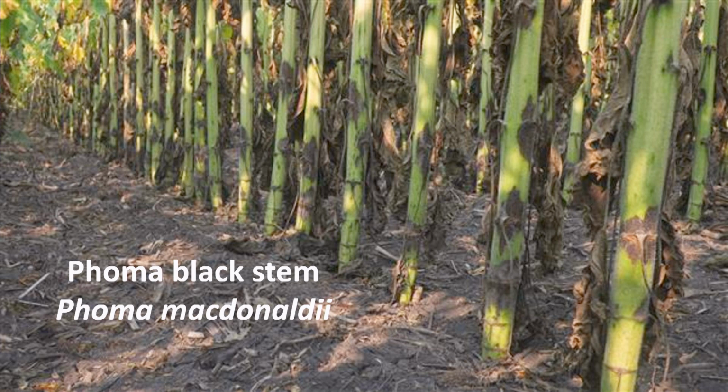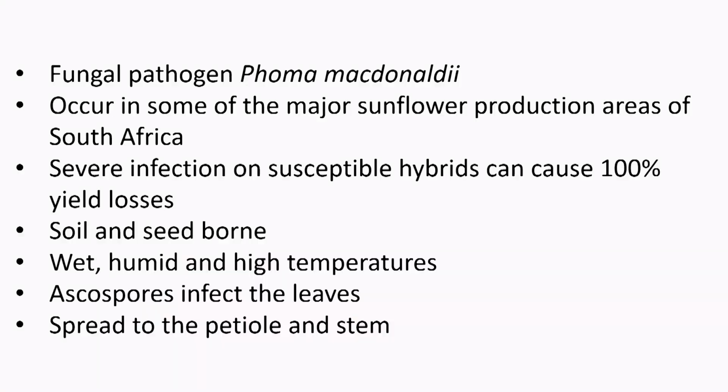Now we are going to look at Phoma blackstem. This is also caused by a fungal pathogen, Phoma macdonaldii. It occurs in all of the major sunflower production areas of South Africa. You can get severe infection on susceptible hybrids, and it can cause up to 100% yield losses because your stems get weakened and they can also fall over, which can cost the farmer more money because he has to go and pick up if he can harvest something from it.